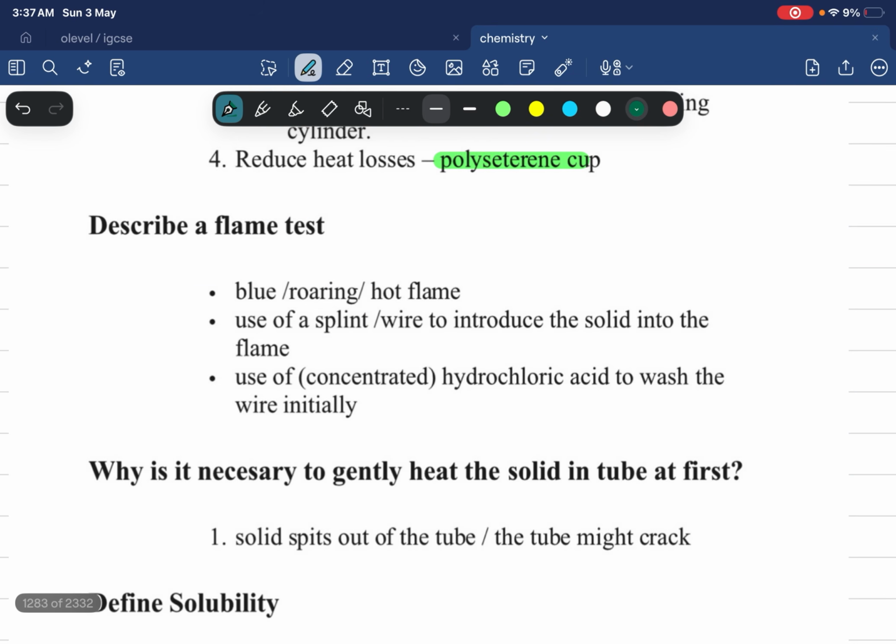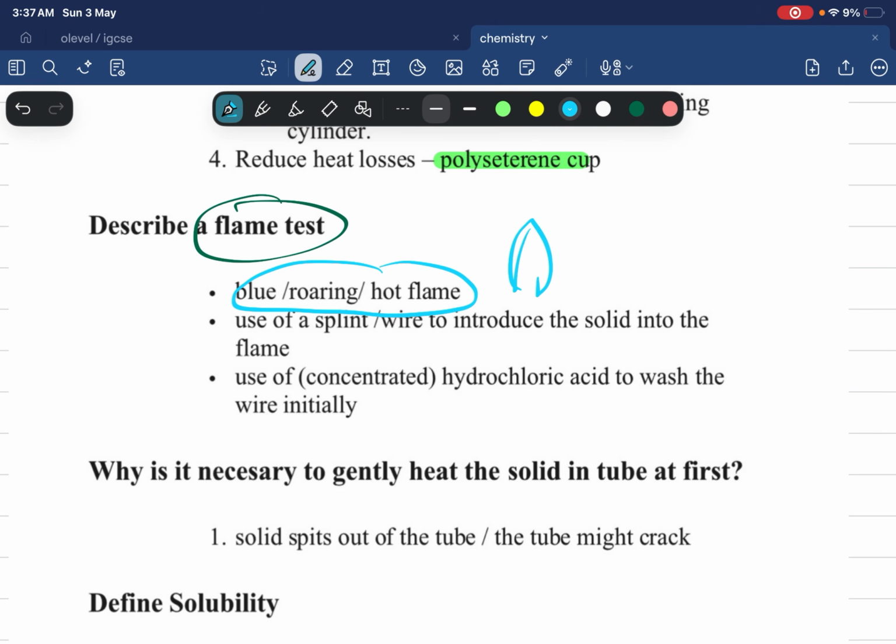How do you do a flame test? Flame test, again, very important. The important thing for a flame test is you use a blue roaring Bunsen burner flame. A flame test cannot be done on yellow flames. It has to be done on a blue flame.